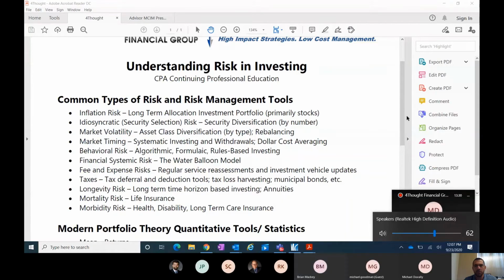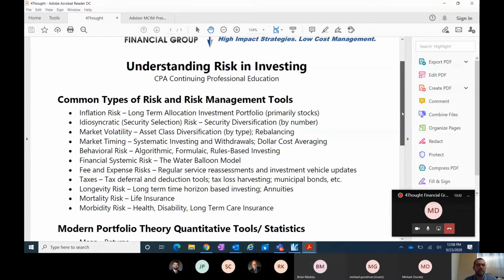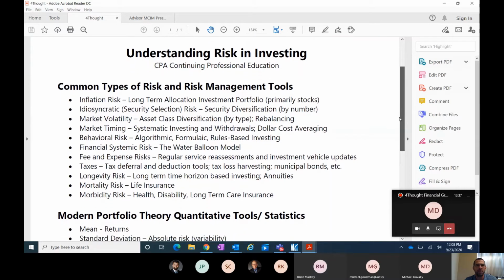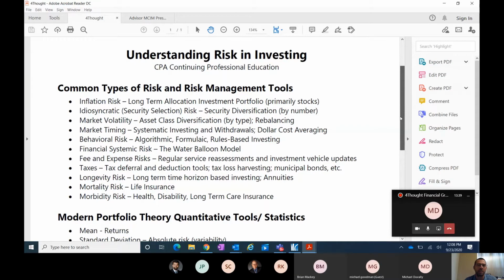So what I want to start with is some common types of risk and their associated risk management tools. These common types of risk are the kinds of risks in investing and broader financial planning that we talk about with the retail client, because these are the kinds of things that we want to make sure that we're educating them on.